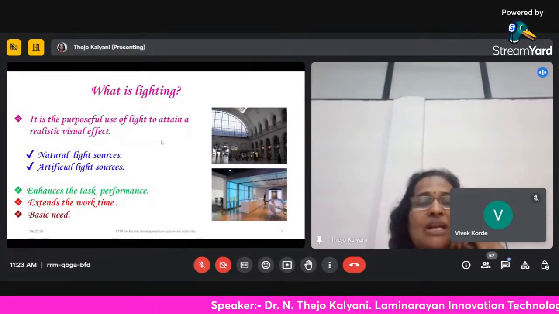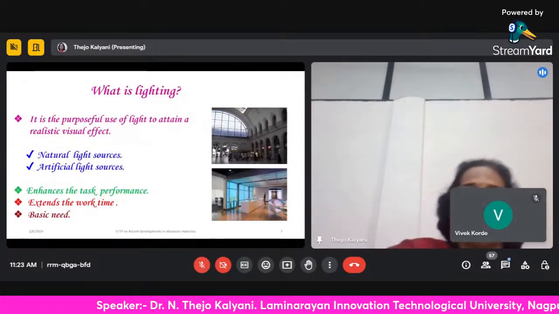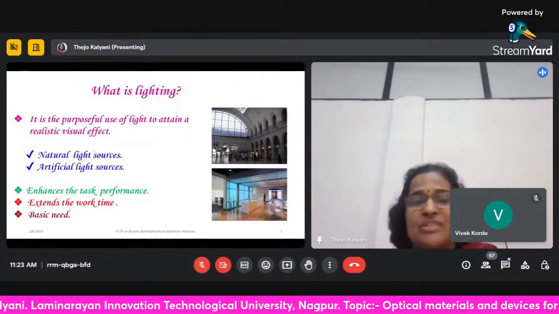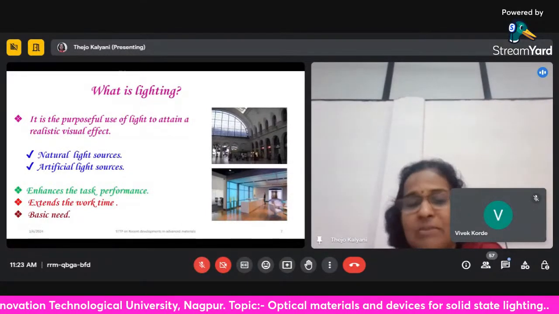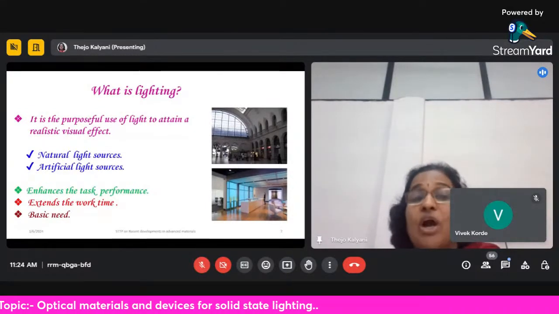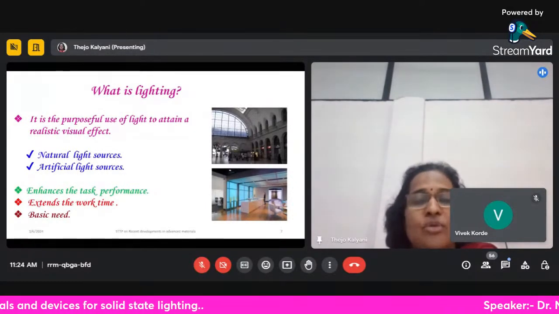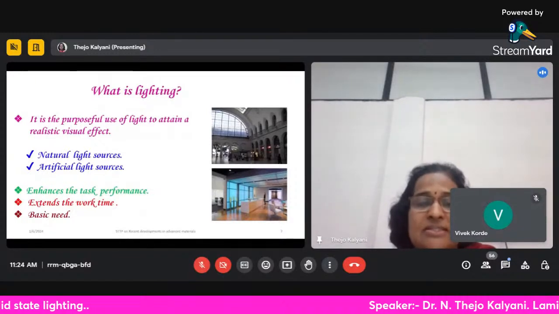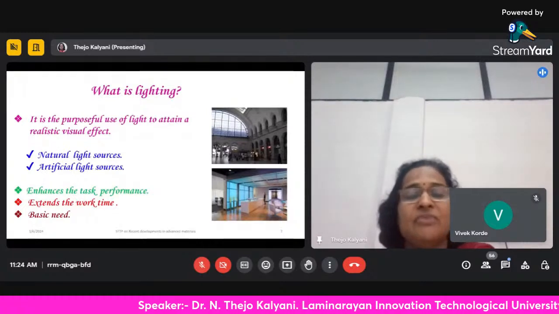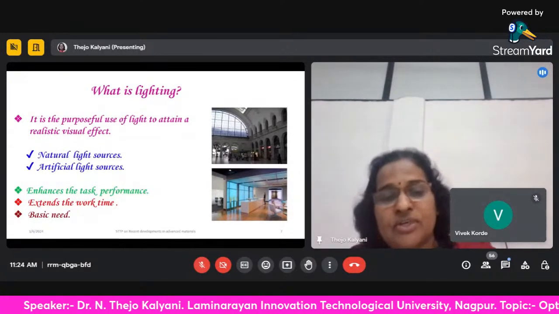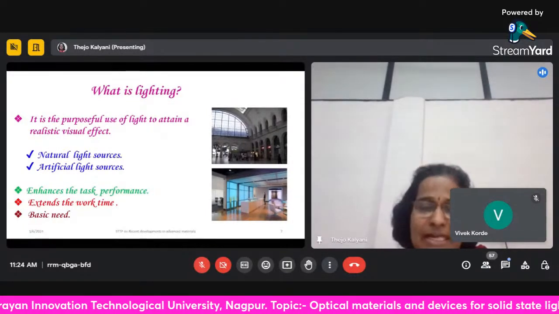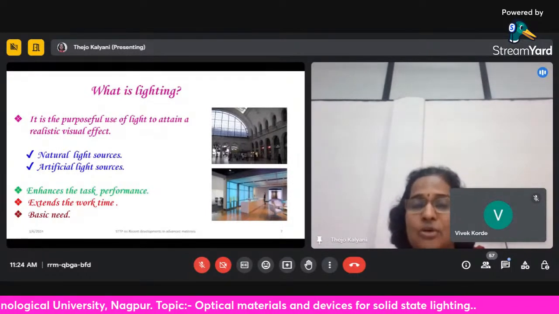When we talk about lighting, it's nothing but the purposeful use of light to attain a realistic visual effect. As you all know, the natural light source, the sun, is there only in the daytime, and we would be able to perform tasks only during the daytime if we didn't have artificial light sources, hence the necessity of artificial light sources. Because of these sources, we can enhance our task performance, extend our work time, and even work at night. Now it has become a basic need along with food, shelter, and clothing.